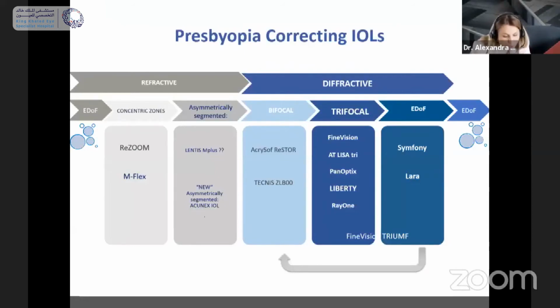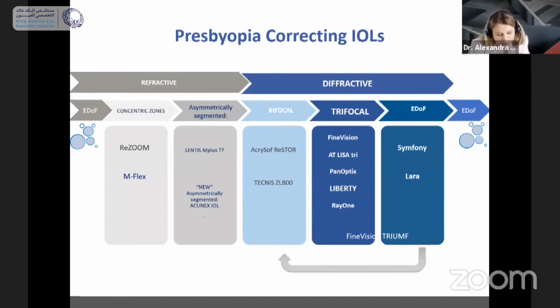Today there is a boom of different technologies of presbyopia correcting IOLs. I didn't include accommodative ones because they are not the focus today. The start was with refractive, either concentric zones or asymmetrically segmented. There are still some on the market, but the big movement is toward diffractive IOLs. Of course, they started with bifocal. In 2010, there was a big breakthrough with trifocals and an improvement in the quality of vision and life of patients with the first trifocal lens, but then many others came to the market. And then, as you know, the big fashion today is extended depth of focus lenses.